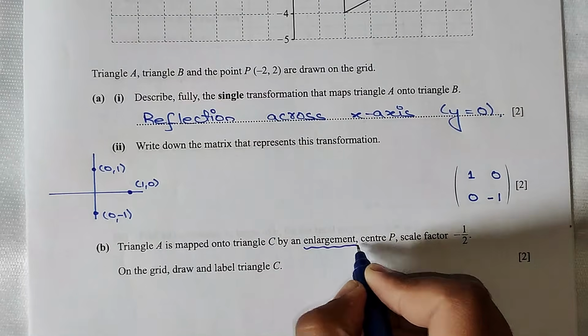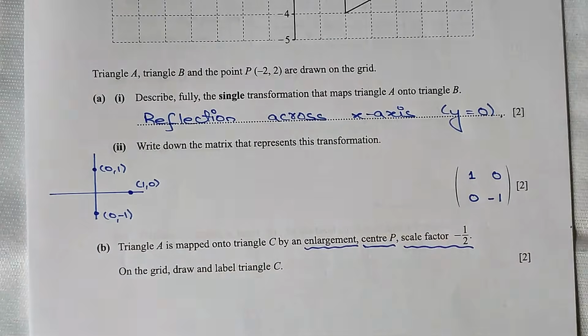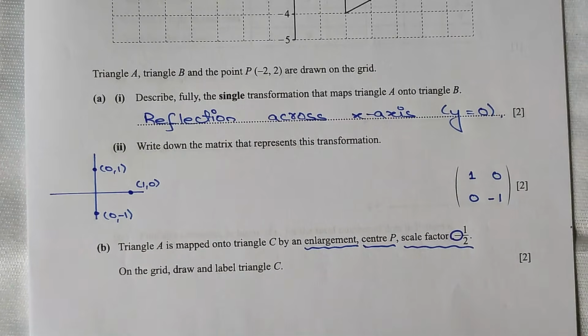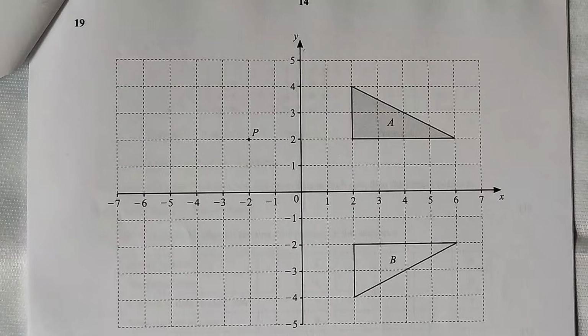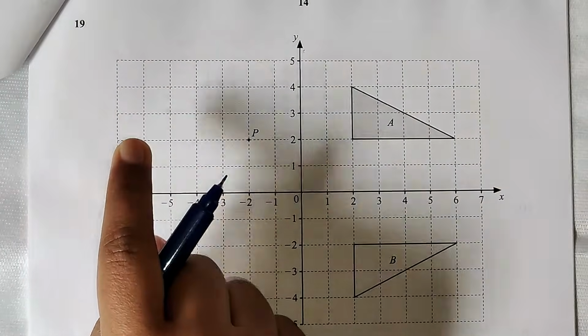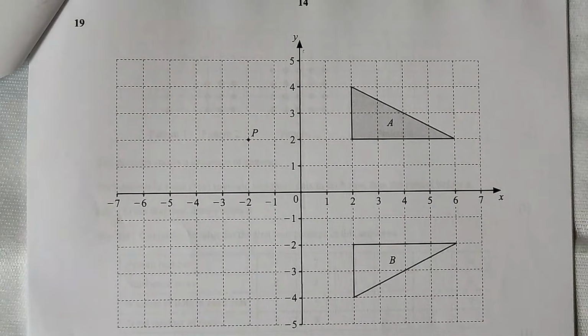So we have an enlargement, center P, scale factor negative 1/2. On the grid, draw and label the triangle C. Okay, so first thing, keep in mind that the scale factor is negative 1/2. This negative scale factor gives us the information that the triangle C must lie in the opposite quadrant from triangle A. So if triangle A lies in the first quadrant, then triangle C must lie in the second quadrant. This negative scale factor just gives us this information, right?